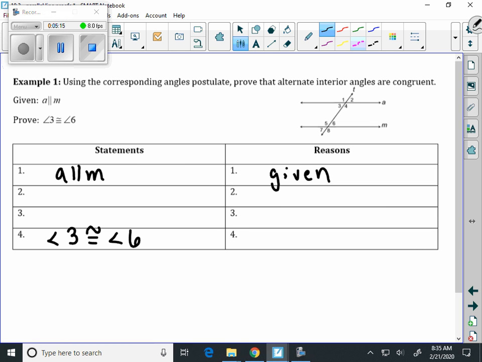So let's go back and look at this here. Since we're trying to prove angle 3 is congruent to angle 6, we want to make a statement that involves angle 3. Do you have any thoughts about a statement that we can say about angle 3? If we take a look at this, we want to make a statement regarding the first angle. We've got a couple choices. And what I said is that angle 3 is congruent to angle 2.